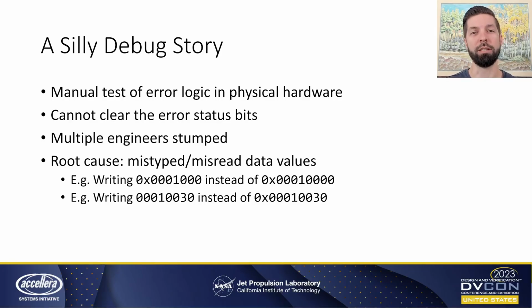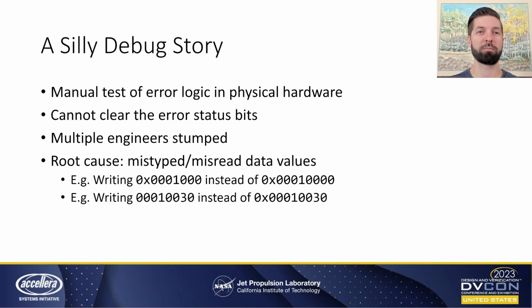First, we'll start with a debug story. A test engineer was performing manual tests of some error logic in physical hardware, and they weren't able to clear the error status bits. This was a bit odd because the logic was fairly simple. It had already been verified. However, I went back and took a look at the RTL, and sure enough, I couldn't see why this wouldn't work. I went and reran the simulations, and they passed.